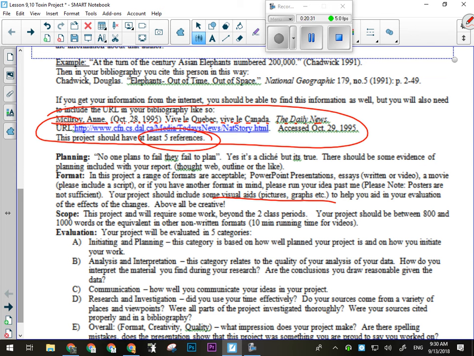So, scope of this project. Your project should be between 800 and 1,000 words minimum. 800 words is just like one page in the Google Docs default, 12-point font, 1-inch margins. You are not going to get 100%. In fact, you're probably going to get like 65 if you only have 800 words.